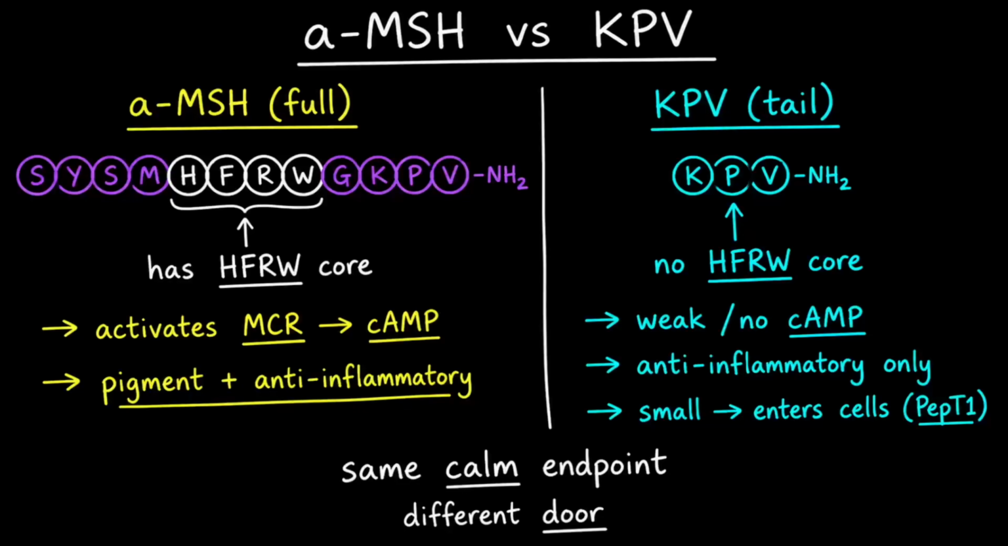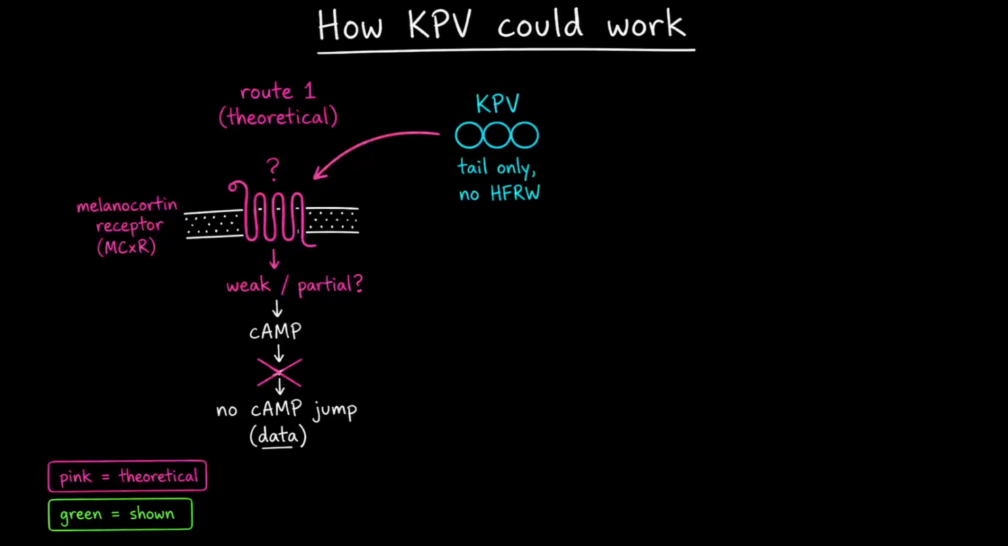And because KPV is so small, it's not limited to working through a receptor on the cell surface. So theoretically, it could be carried directly into cells, say in the gut, by hitching a ride on something called the PEP-T1 transporter. So here's that mechanism illustrated in a bit more detail.